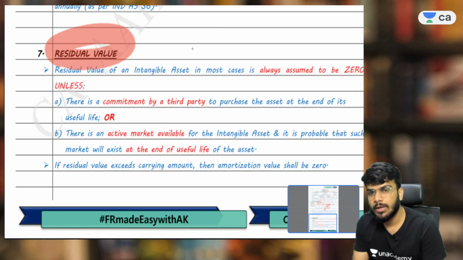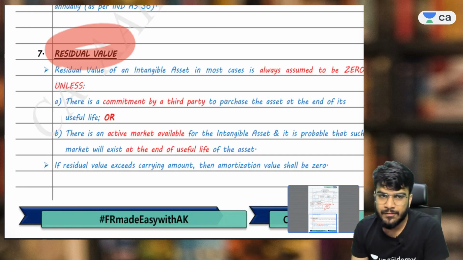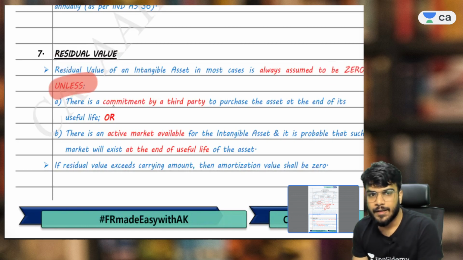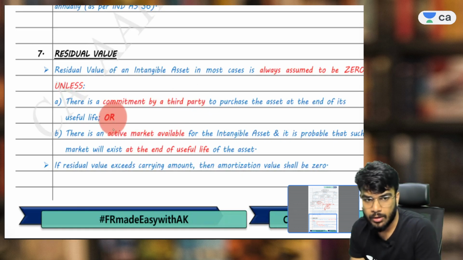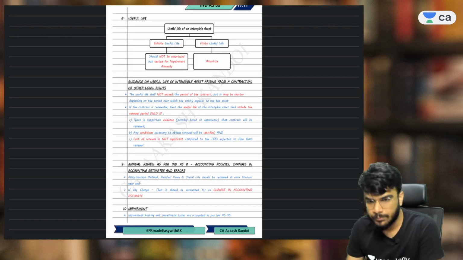Then residual value. In case of intangibles, there is no physical substance. Therefore, the residual value is assumed to be 0. But if there is a commitment by a third party to pay you something for that intangible, or if there is an active market for the intangible, and it is probable that such a market will exist at the end of its useful life, in this case, there can be some residual value.